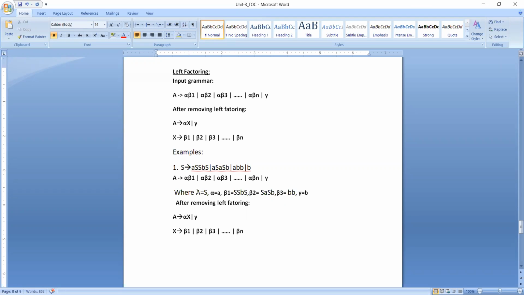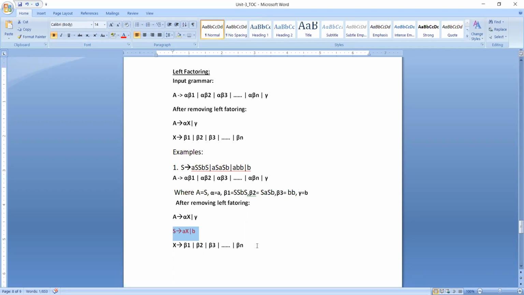Now we have capital A, alpha, beta 1, and so on, gamma also. Now substitute all these things over here. So here what we get, A derives to alpha X or gamma. A is nothing but capital S, which derives to alpha, small a, and X is a new variable, and gamma is b. So this is what we got. As per this production, we got this new production.